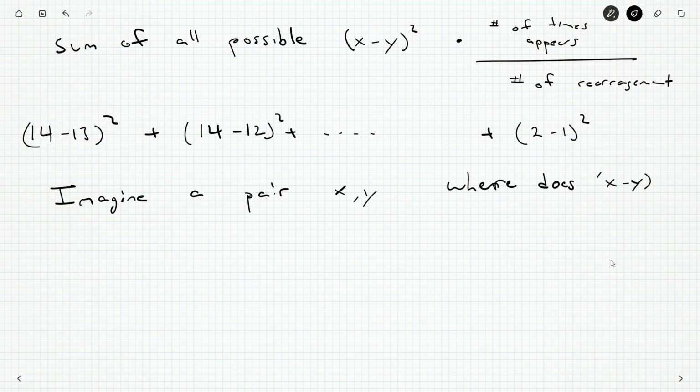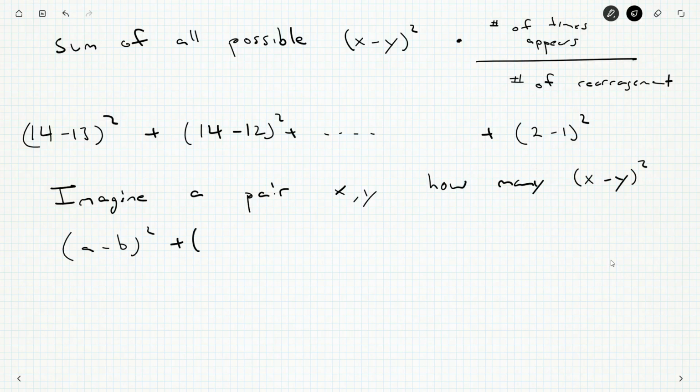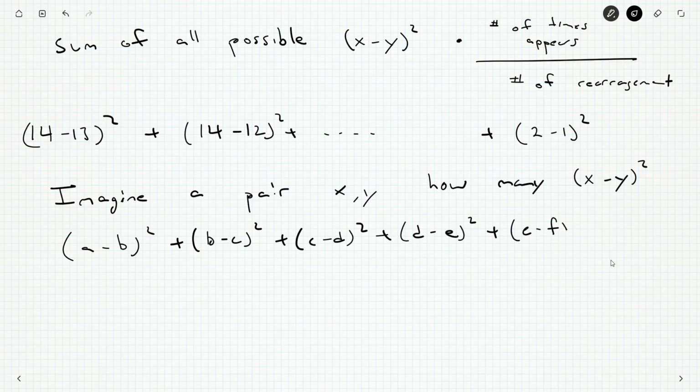Where does x minus y squared happen? Well, no. Let's say how many x minus y squareds. So in our big problem we've got a minus b, b minus c, c minus d. It's really curious that there's no g minus a to round things out. There's only 6 sums, whereas you might expect 7.